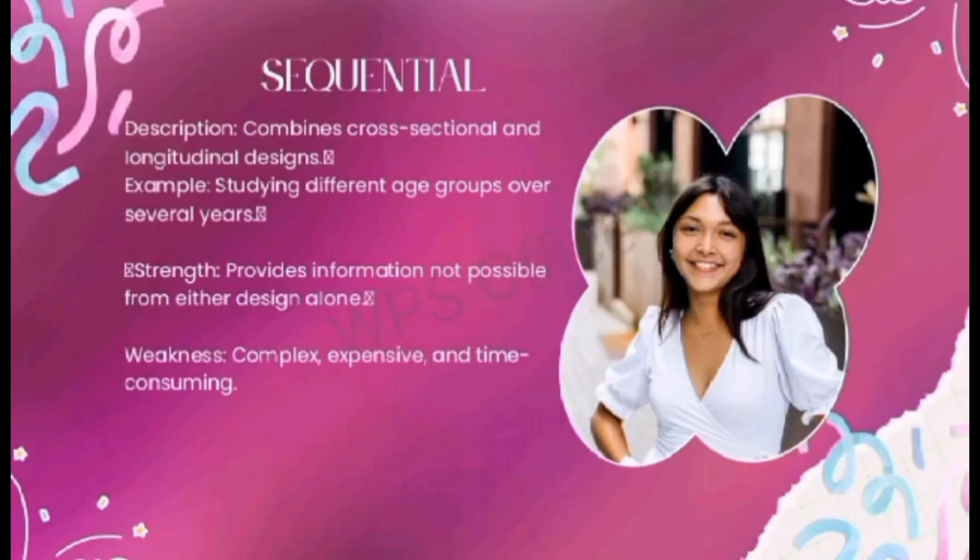Sequential, it combines the cross-sectional and longitudinal. Example, studying different age groups over several years. The strength or advantage is to provide information not possible from either design alone. The disadvantage is that it's complex, expensive, and time-consuming.